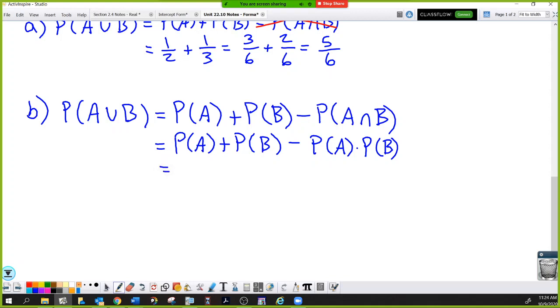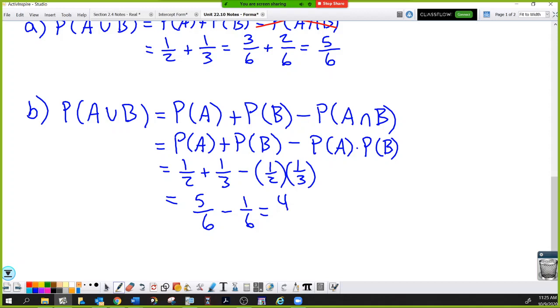So now we just plug in the things we know. 1/2 plus 1/3 minus 1/2 times 1/3. Well, we already know that 1/2 plus 1/3 is 5/6. So this says 5/6 minus 1/6, or 4/6. You can reduce it to 2/3 if you want to, but you don't have to.